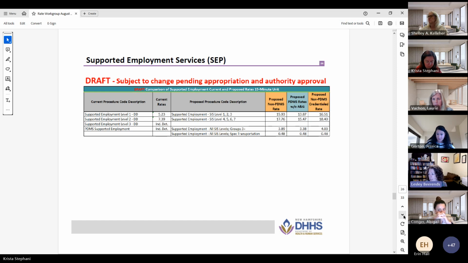Does group 3+ mean greater than 3 or 3 or more? That is 3 or more. So 3+ would be 3 or more and 4+ would be 4 or more.